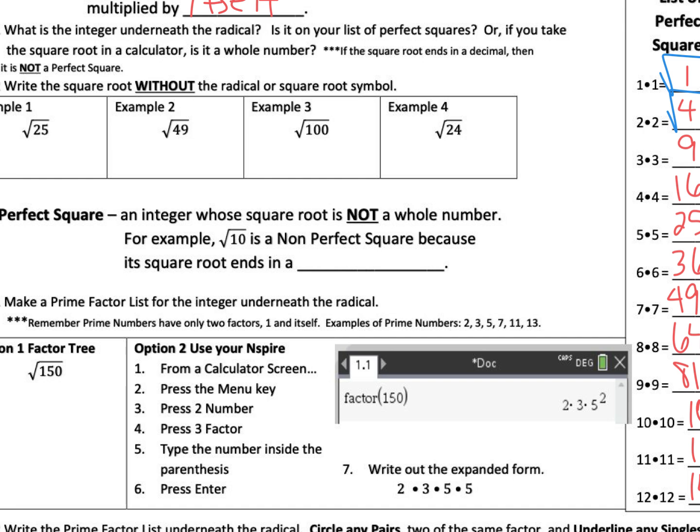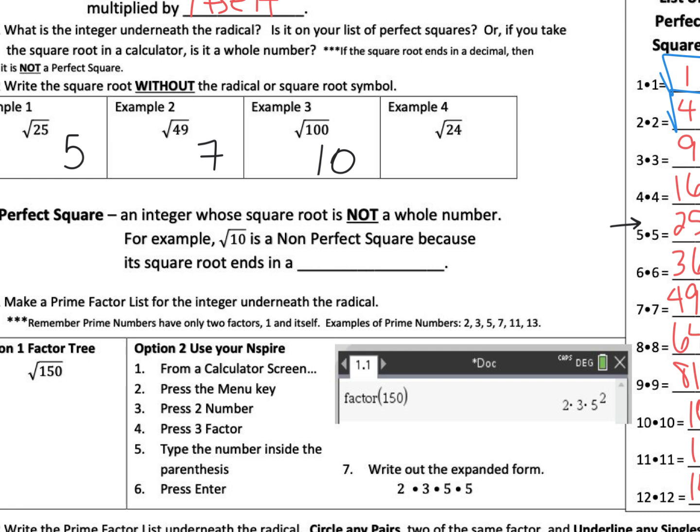So just some examples to review from 8th grade. The square root of 25 is 5, because 5 times 5 is 25. What about the square root of 49? 7. And the square root of 100? And the square root of 24. Is that actually on our list? No. We know that the square root of 24 is really close to the square root of 25.